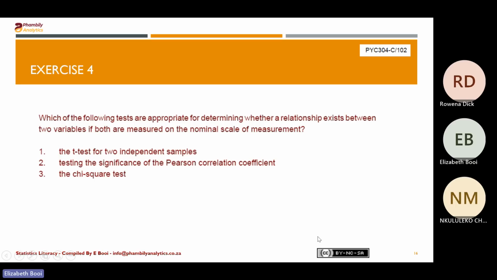Fortunately, it was load shedding. So which one of the following tests is appropriate for determining whether a relationship exists between 2 variables if both are measured on a nominal scale of measurement? 1, the t-test for 2 independent samples. 2, testing the significance of a Pearson correlation coefficient. Or 3, the chi-square test. Which option?